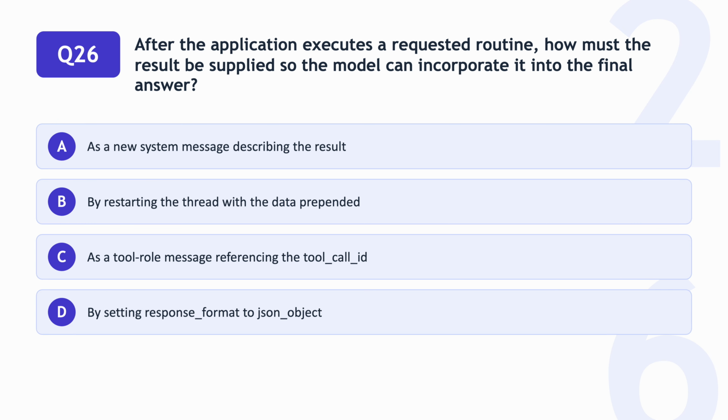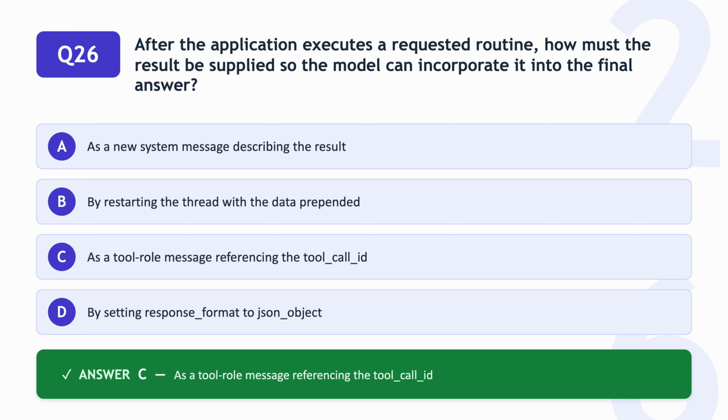Question. After the application executes a requested routine, how must the result be supplied so the model can incorporate it into the final answer? A. As a new system message describing the result. B. By restarting the thread with the data prepended. C. As a tool role message referencing the tool call ID. D. By setting response format to JSON object. Pause the video if you don't want the answer yet.